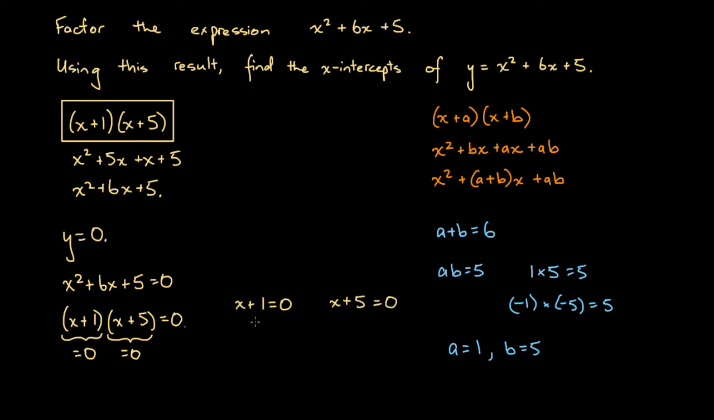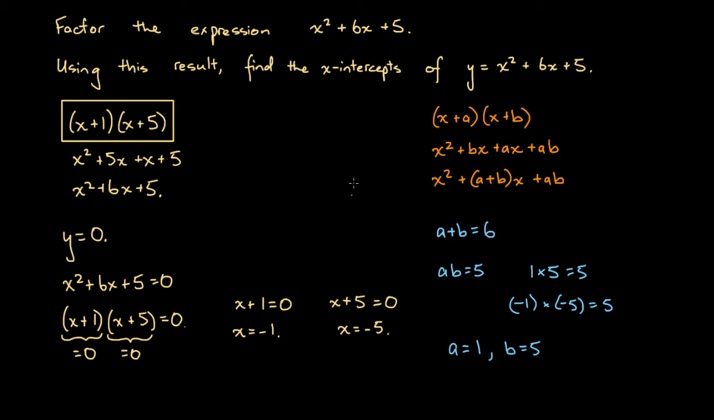We can simplify this out. If we subtract 1 from both sides here, we get x equals negative 1. Or if we subtract 5 from both sides here, we get x equals negative 5. In other words, if we were to substitute x equals negative 1 into this equation, or x equals negative 5 into this equation, we will get y equals 0, which corresponds to an x-intercept.